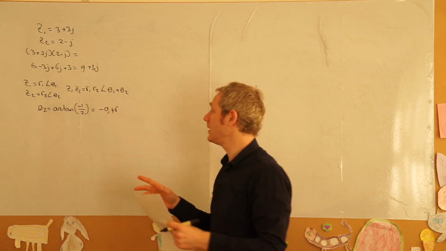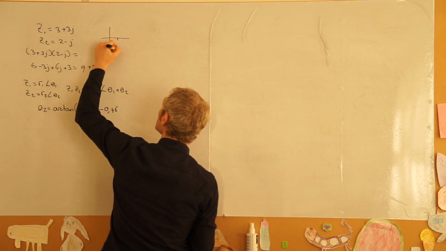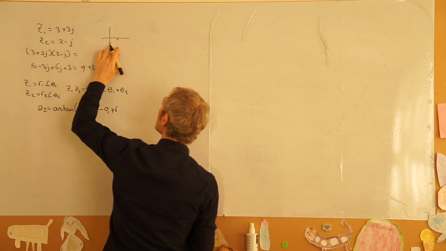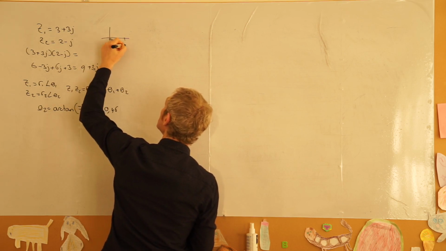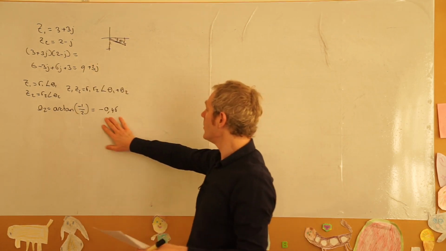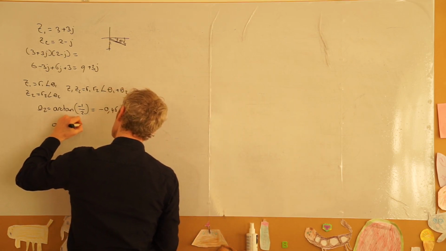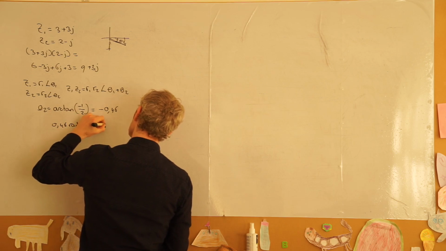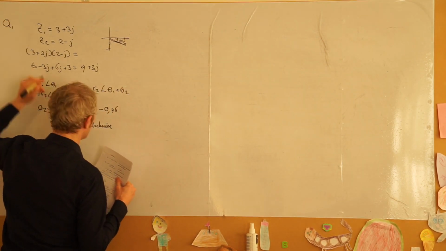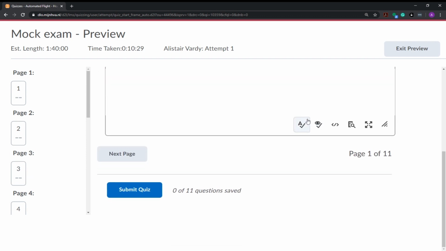What is very important here is that you plot Z2, which is somewhere here. What is it? 2 minus j? No, so it's here. So we already know that this angle theta 2 is going to be negative. So the rotation is 0.46 radians and it will be clockwise. So this was question 1. Now we shall go to question 2.